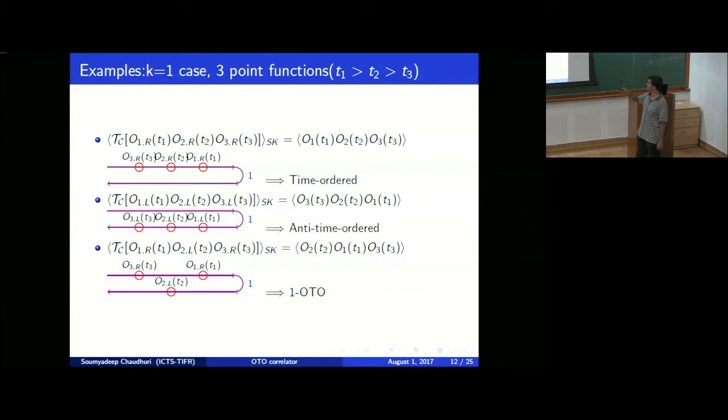If you follow the algorithm that I mentioned, you get these correlators for k equal to 1, and you can see that you can't go beyond 1 OTO, because there's just one operator which is adjacent to the future turning point.